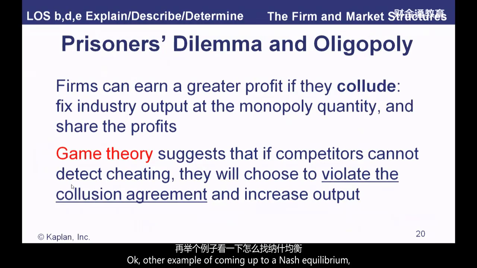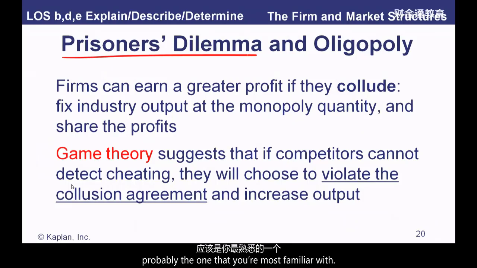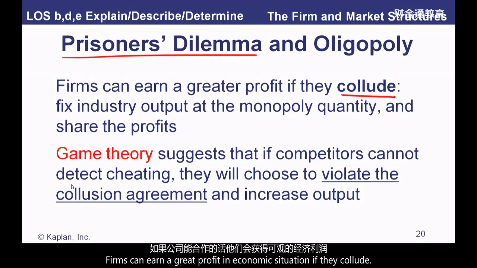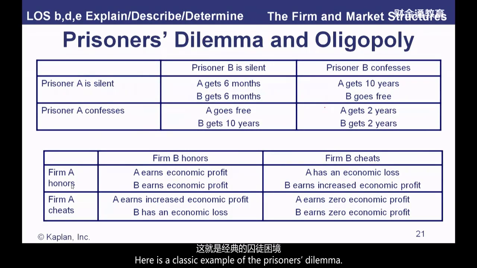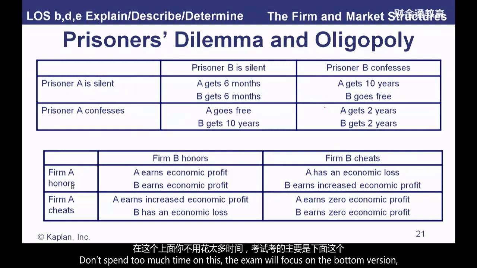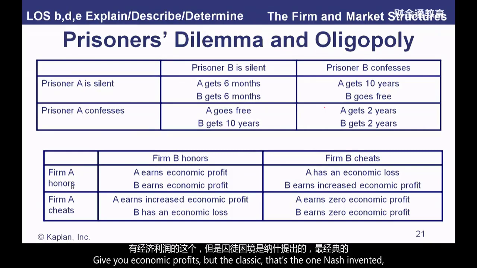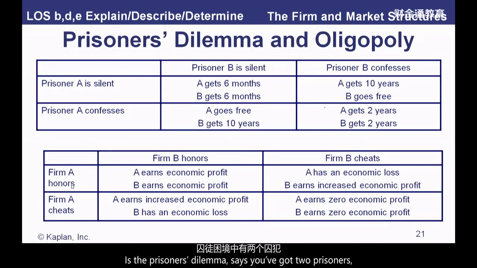Okay, another example of coming up to a Nash equilibrium, the prisoner's dilemma, as I mentioned earlier. This is probably the one you're most familiar with. As we've just demonstrated, firms can earn a greater profit in an oligopoly situation if they collude. They fix industry output, share the profits. Game theory suggests if you cannot detect cheating, you'll violate the agreement and increase output. Here is the classic example, the prisoner's dilemma. Don't spend too much time on this. The exam will focus on the bottom version, give you economic profits. But the classic that Nash invented is at the top, the prisoner's dilemma.